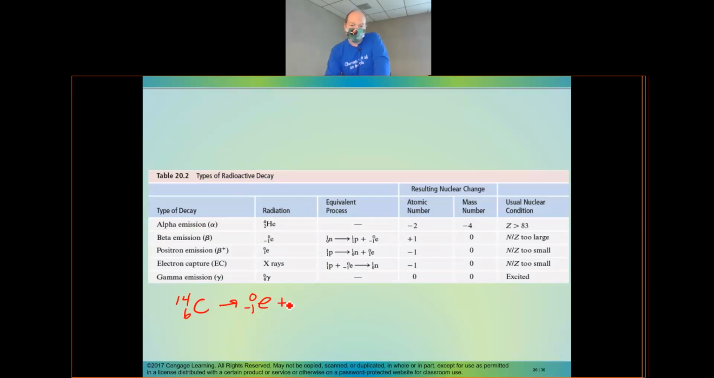Now you have 14 on the top on the left, so you have to have 14 on the right. On the bottom, you have a 6. Here is a -1. You have to have 7 minus 1 to equal 6. Then you look at the periodic table and you see you have nitrogen. The mass of nitrogen on the periodic table is 14. So it's going to a more stable isotope. That's why things do radioactive decay. They are decaying to something that is more stable.